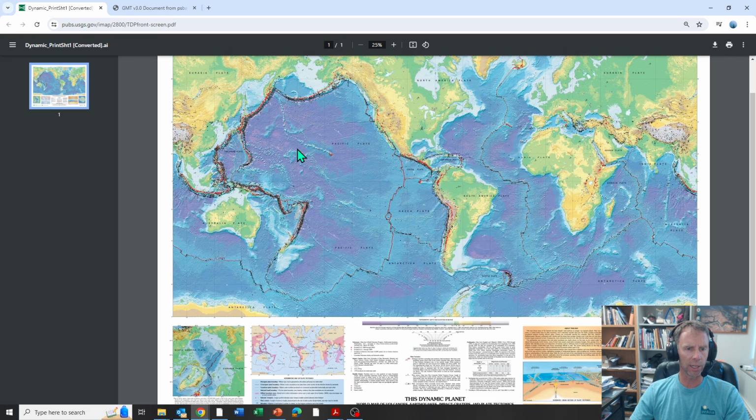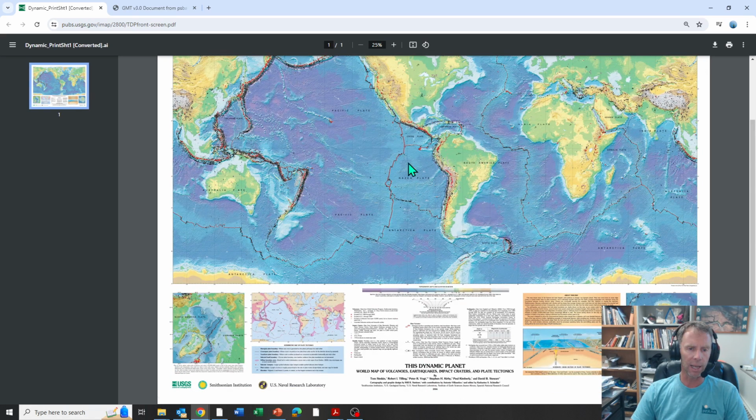This is the USGS beautiful map. This comes in a big, I'm trying to look how big mine is, at least 4 feet wide as I look at my office wall here. It's a very large map, so don't let the online version fool you. But this has a lot of great information, and this is called the dynamic map.